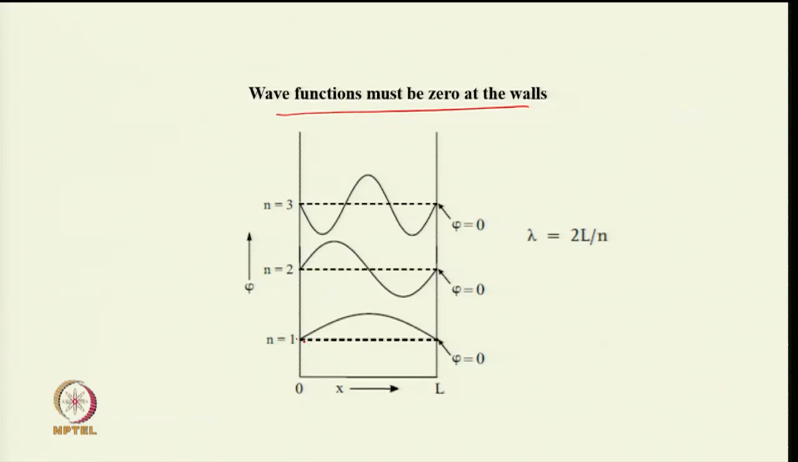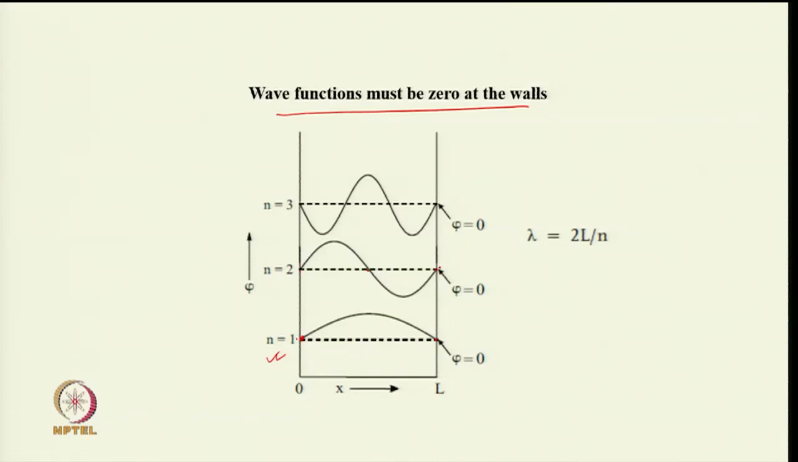Now you see, the first wave function you can think of which is 0 at the walls starts from 0 position and goes back to 0 at this position. So this is when n is equal to 1. The second one is, you start here, go down to 0, go back, and it ends up at 0 at x equal to L.